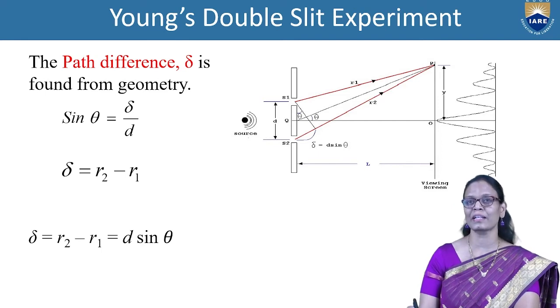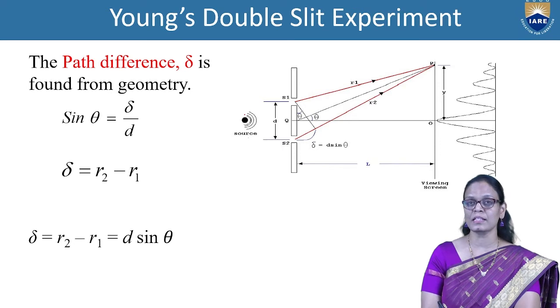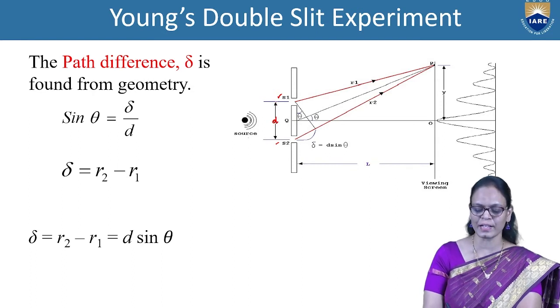So let us try to derive the expression for that. Now see this diagram. We have a source, and these are the two slits S1 and S2, which are separated by a small distance d. So d is the distance between the two sources.